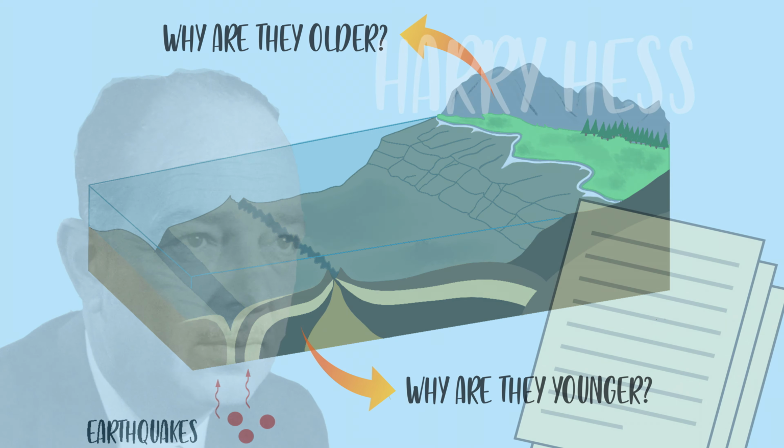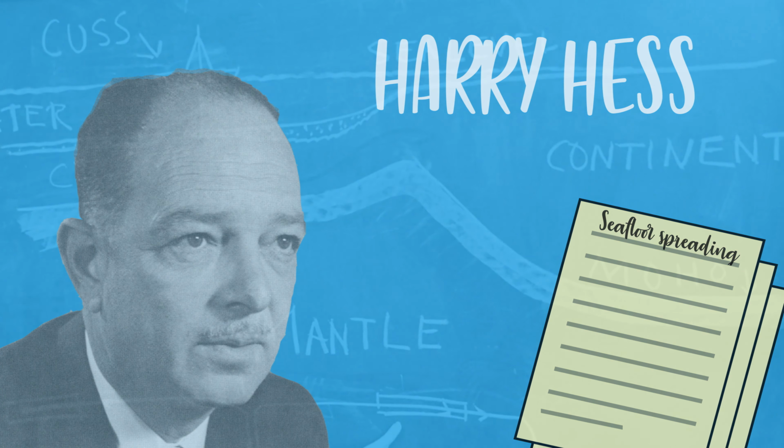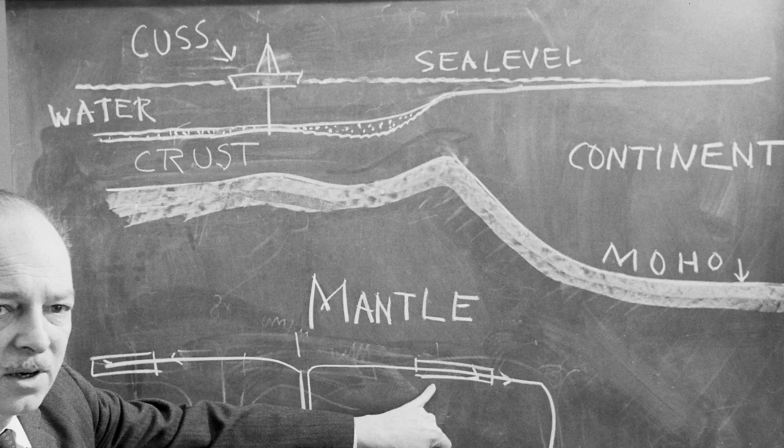In the 1960s, Harry Hess tied together these new findings about the seafloor in a hypothesis called seafloor spreading. Unlike Wegener's theory of continental drift, which, due to his lack of knowledge, disregarded these ocean basins, Hess's theory focused on this submarine activity specifically.